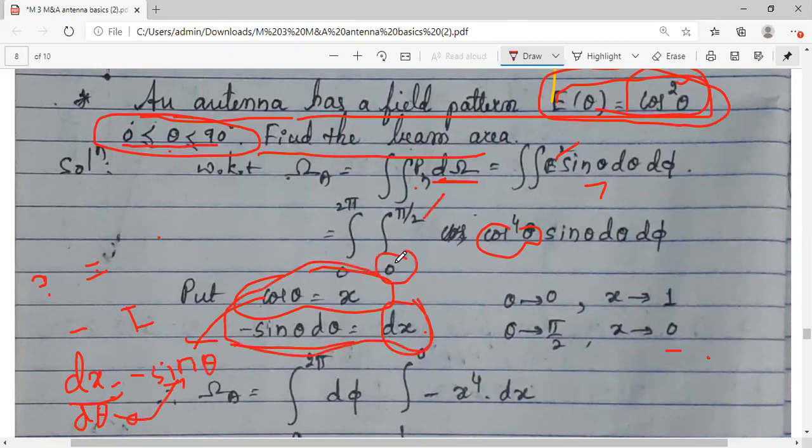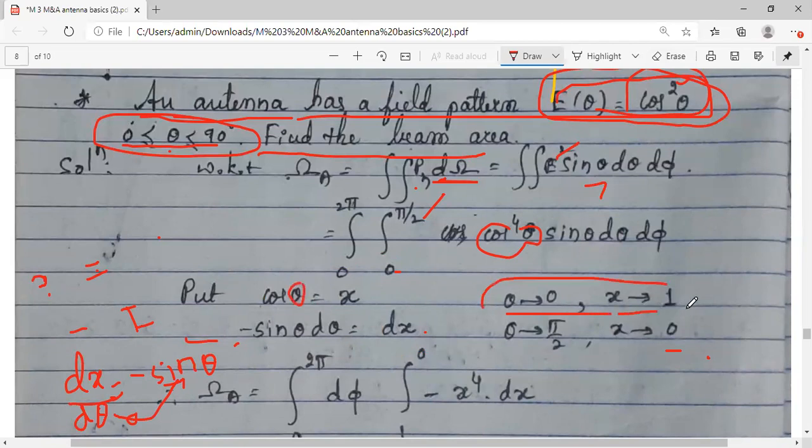Now, as I have substituted, the limits will also change after substitution. What are the limits earlier? The lower limit is 0. Put theta equal to 0. What will be the value of x? If you take theta as 0, cos 0 will be 1. So the limit is now changed. Now taking the upper limit, pi by 2, put theta as pi by 2. Cos pi by 2 is 0. So the limit of x will be 0. So I have changed the substitution along with the integration limits.